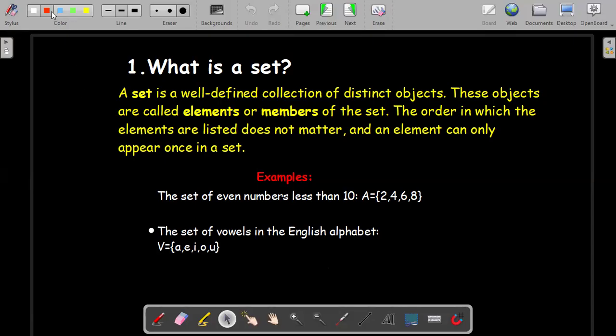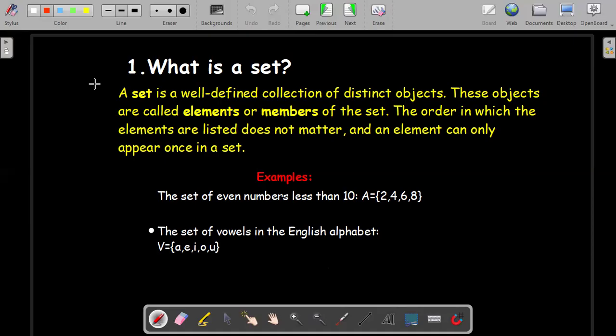So number one here, we are looking at what is a set. You need to understand what a set is. This is just simple. Imagine you have pens in your hands, a green, a blue, a red, and a black pen. You put them all together. That collection you have there is what we're calling a set.